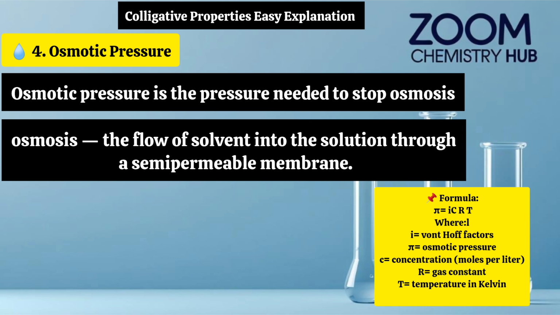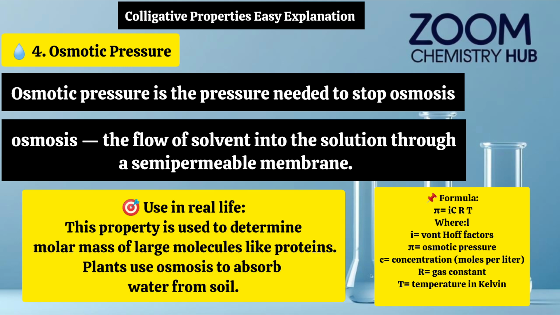Van't Hoff factor, denoted by i. C is the concentration in moles per liter. R is the gas constant, and T is the temperature in Kelvin. And here pi is the osmotic pressure. Used in real life: this property is used to determine the molar mass of large molecules like proteins. Plants use osmosis to absorb water from the soil.